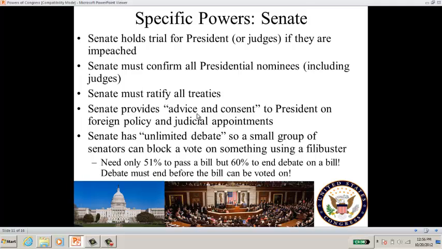You cannot go to the bathroom. You cannot take a drink of water. You cannot sit down. You cannot even lean on the podium. So you can only go as long as you physically can stand there. And you cannot stop talking either. You have to keep going.